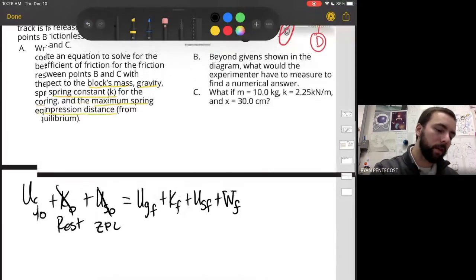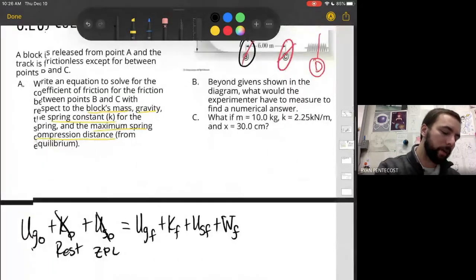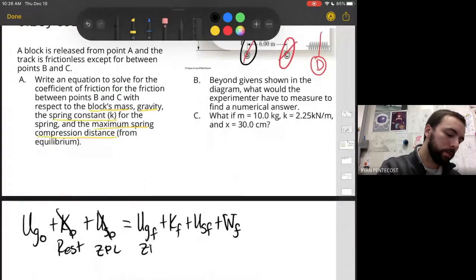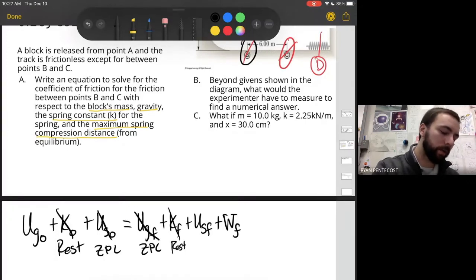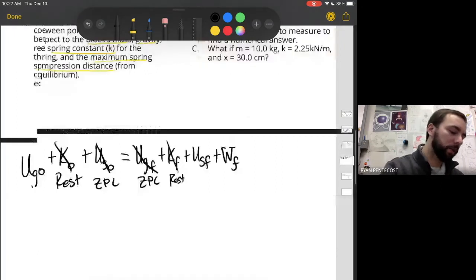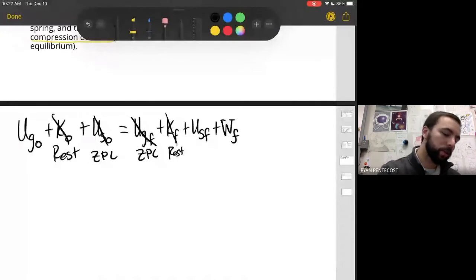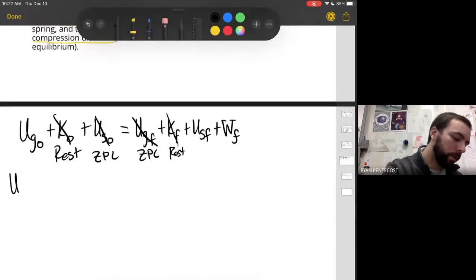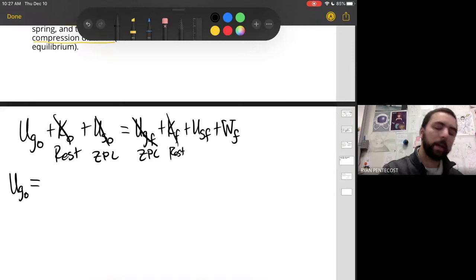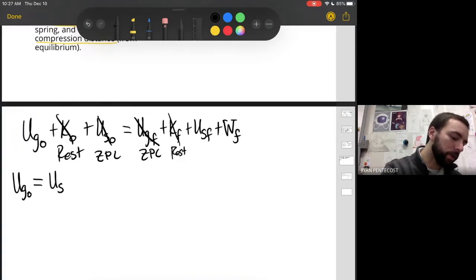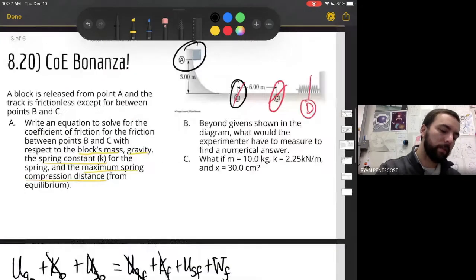However, at point D, we can say that is our gravitational zero point, so that goes to 0. If it's the maximum compression, it is going to be at rest. So we just have the energy from the spring and the work of friction. So what this equation shows us is that our gravitational potential energy gets converted to kinetic as it slides down. But that kinetic energy loses some energy to friction. That's accounted for by our work of friction.